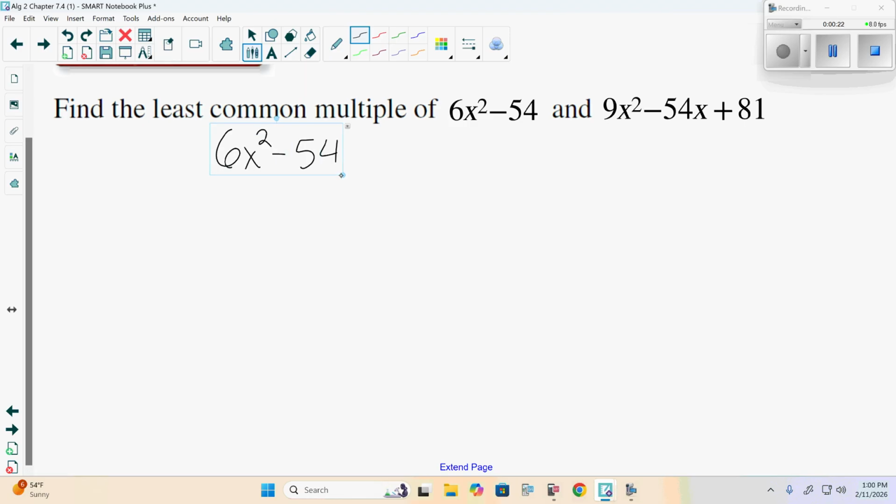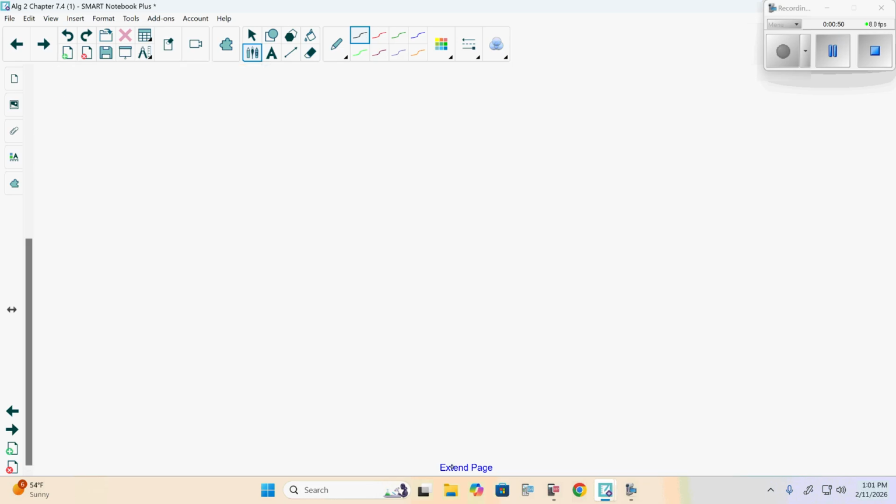6x squared minus 54 and 9x squared minus 54x plus 81. So the first thing we want to do when finding least common multiple is factor these out as far as they possibly can go. Factor them down completely, and then we're going to look at the factored forms.